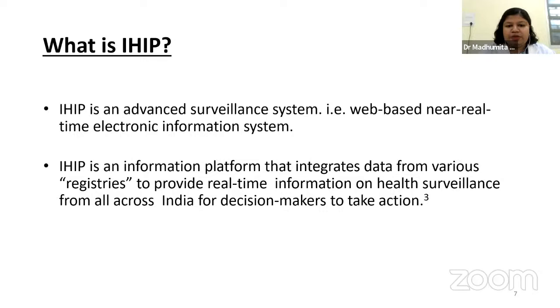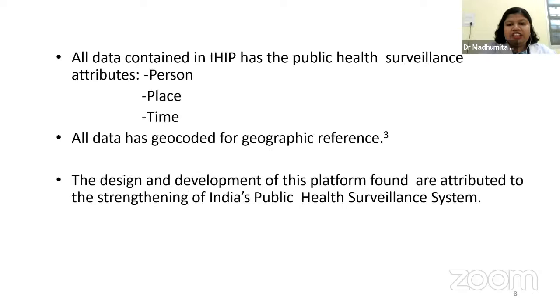All the data contained in IHIP has public health surveillance attributes of time, place, and person. The data is geocoded for geographical reference. The design and development of this platform are attributed to the strengthening of India's public health surveillance system.